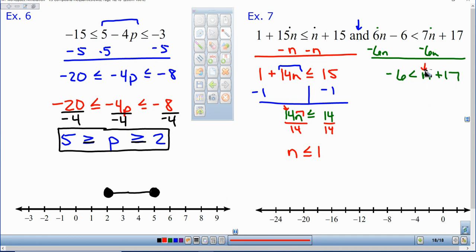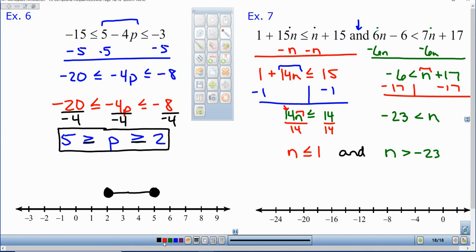And we're going to get n by itself. So I'm going to get rid of the 17. So we subtract 17. And we're going to get negative 23 is less than n. In other words, I would like to write this with n on the left side. We're going to say n is greater than negative 23. And the word is and.